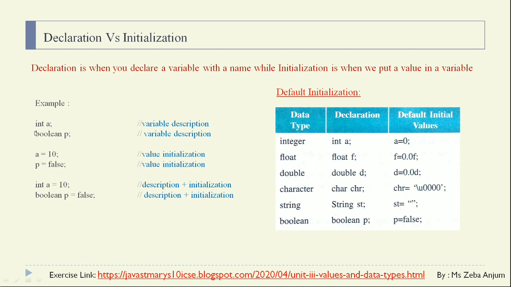And if you are using this int a in any function, it means it is a local variable and it is holding a garbage value. So that is the difference between those two. Please remember, this default initialization comes into play only when we are talking about instance variables, not local variables.